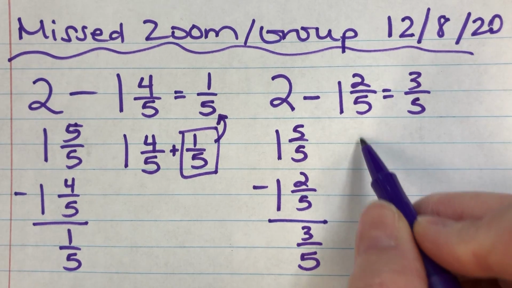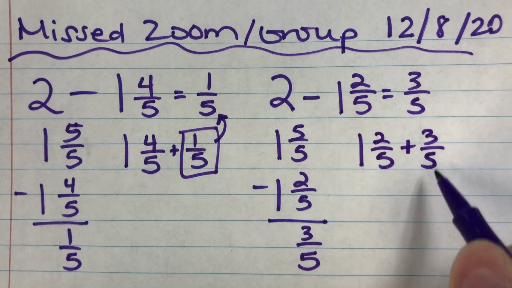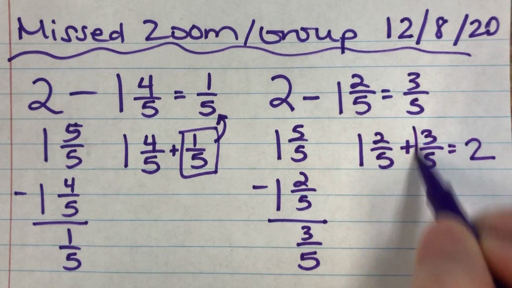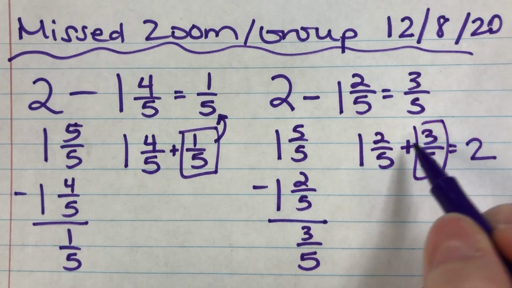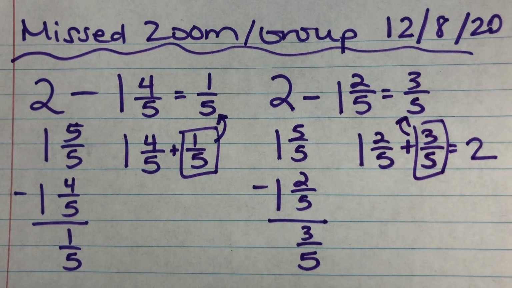I had some other people that said, well, 1 and 2/5 plus 3/5 would give me the 2 that I start with. So that's what was missing. So they kind of counted up with that. And those were the strategies that came out from our Zoom time today.